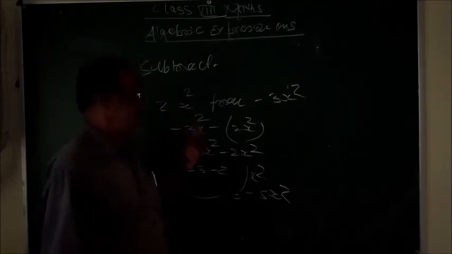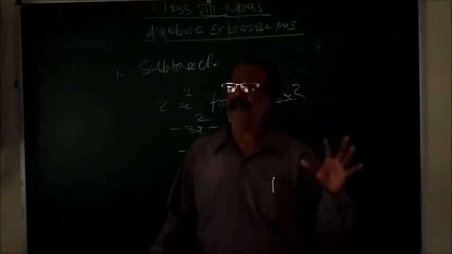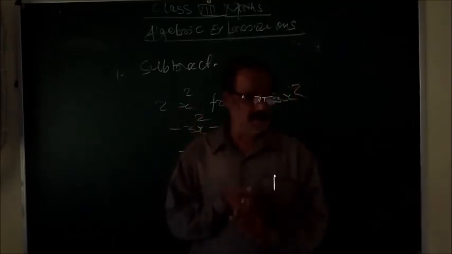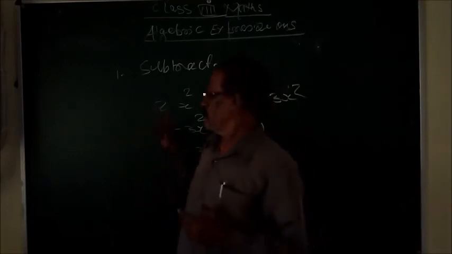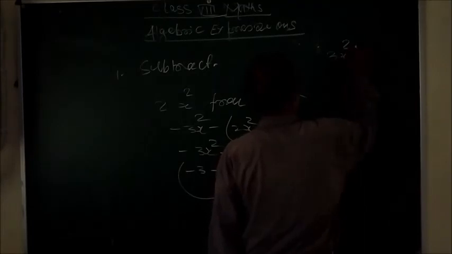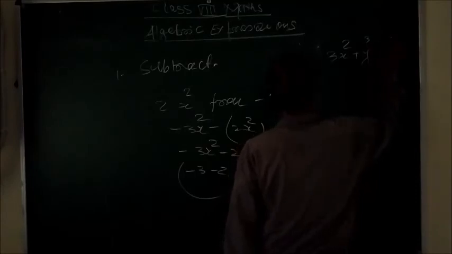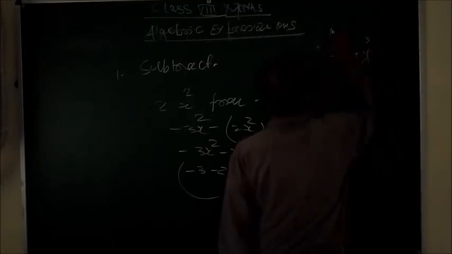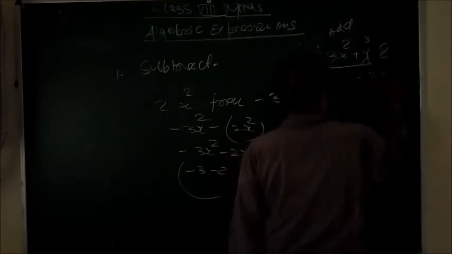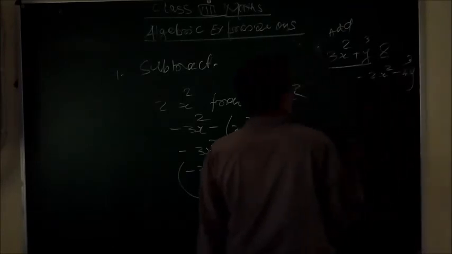And addition or subtraction I would like to explain. If you have to add many algebraic expressions, you collect the like terms together. This is only one method. Another method: suppose 3x squared plus y cube, and add minus 2x squared minus 4y cube. So this is another method.